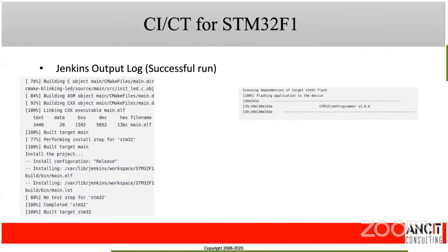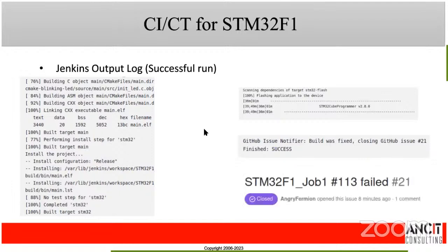Here you can see that it then starts to flash the hardware. My hardware is connected to the same system on which Jenkins is running. Since the flashing is successful, it shows the build was fixed, closing GitHub issue number 21. So now if I go to my GitHub, it closes the issue by itself. So that's the output when I put all of them together and see how it works end to end.